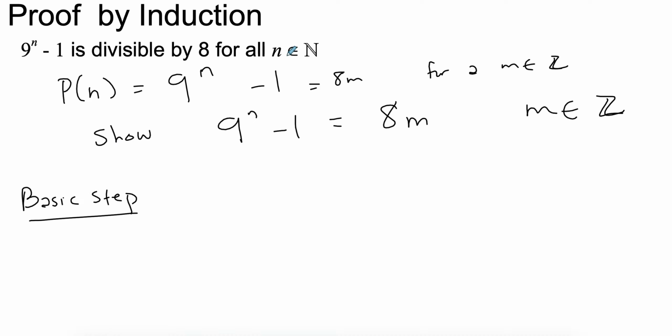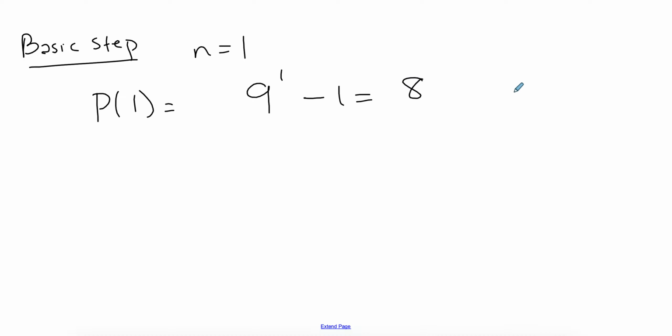So our base step. Notice how n belongs to the natural numbers, and I'm assuming for the Oxford IB book, n cannot be 0. So our base case would be n equals 1. So P(1) would be 9 to the power of 1 minus 1, which is 8, and which is divisible by 8 for obvious reasons.